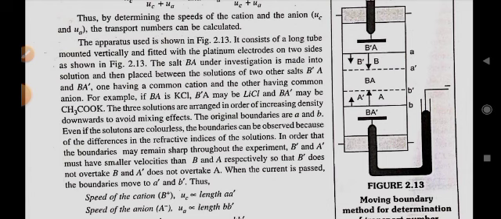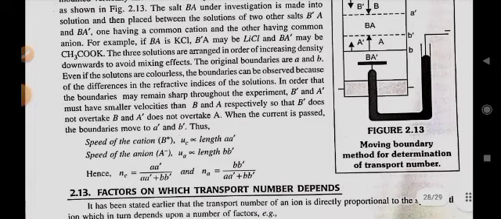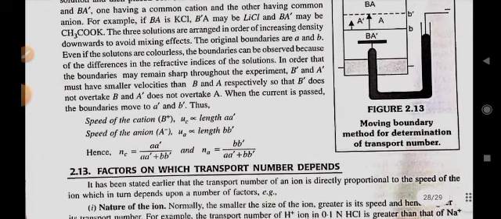The apparatus used is shown in the figure. It consists of a long tube mounted vertically and fitted with platinum electrodes on two sides. The salt BA under investigation is made into solution and then placed between the solutions of two other salts, BA' and B'A, one having a common cation and the other having a common anion. For example, if BA is KCl, then B'A may be LiCl and BA' may be CH3COOK. The three solutions are arranged in order of increasing density downwards to avoid mixing effects.